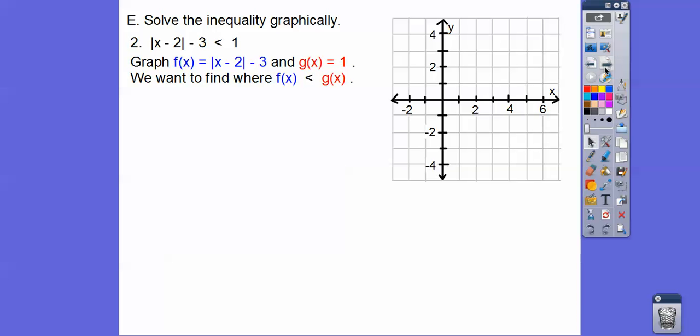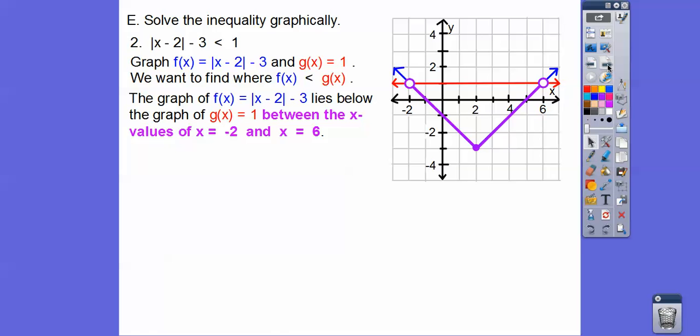Okay, all right, so we want to know where is the f of x, which is this blue stuff, less than g of x, the red stuff right there. Okay, so where is it less than? Where's the blue graph less than or below the red graph? When it's in between here, so when it's to the right of negative 2 and to the left of positive 6. Okay, so between the x values of x equals negative 2 and positive 6. So here's one way to say it: x is greater than negative 2 and x is less than 6. There's a shorter way when it's graphed in between. We'll talk about that in just a minute.